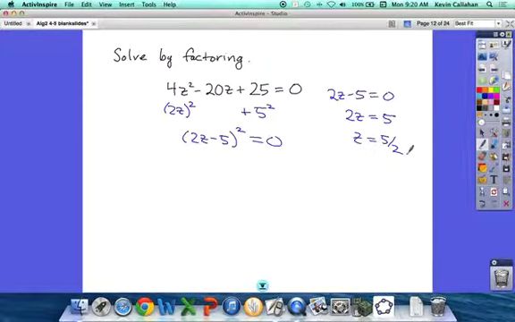Okay, but what do we say about quadratics? When we solve them, how many answers do we expect? You expect 2 answers, right? But because it's a perfect square trinomial, really what you've got here is 2z minus 5 times 2z minus 5 equals 0. You do have 2 answers. It's the same answer twice.